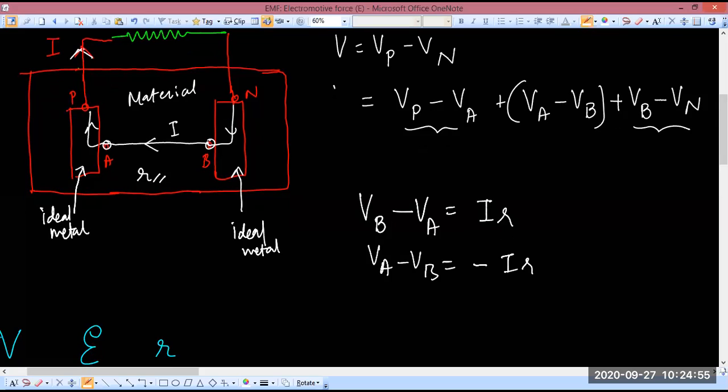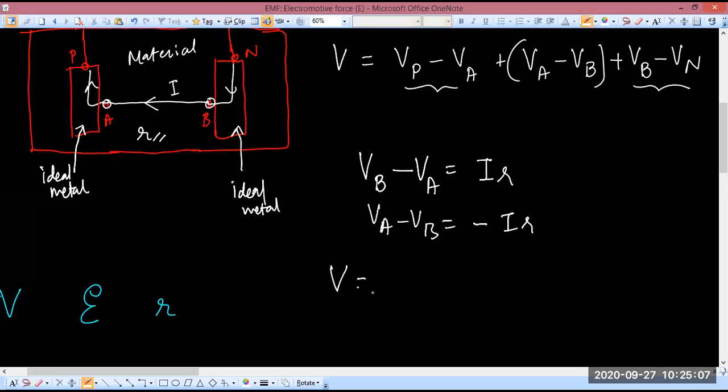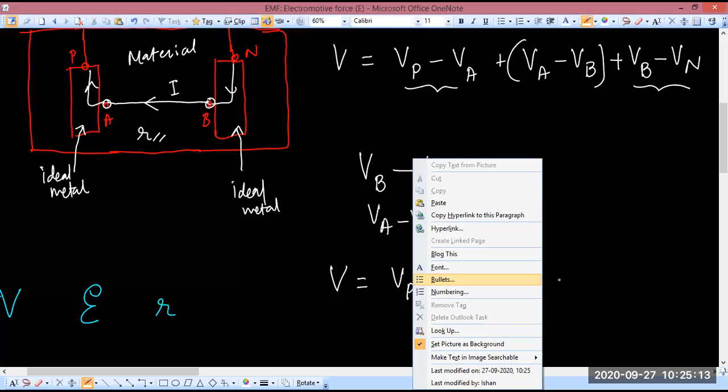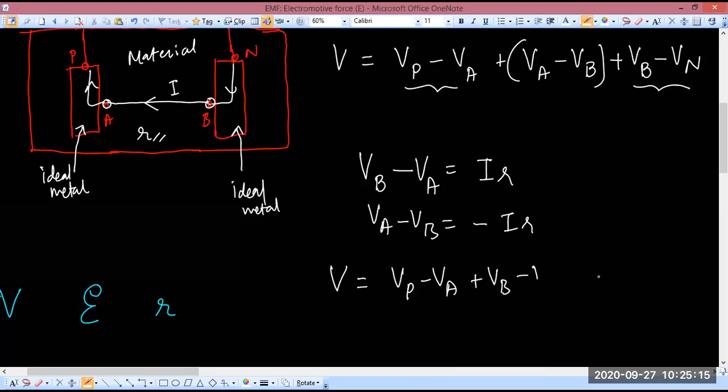Same equation, now I'm continuing with that same equation. Yes, that's right. Higher potential to lower potential. So this is V equal to Vp minus Va plus Vb minus Vn separate. Just write it like that. We don't want to do anything with it. Minus Ir. Is that clear? I don't think anyone has any problem with that.